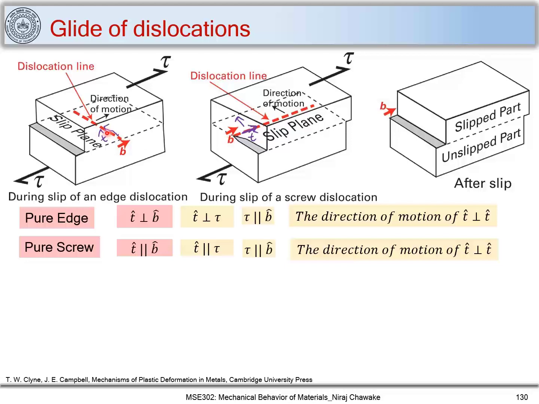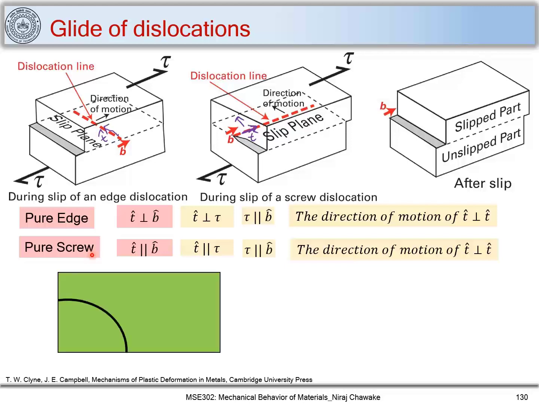You can see that in both screw and edge dislocation, the direction of motion of the dislocation line is perpendicular to the t vector. So these are the two important observations, and this is not just valid for pure edge or pure screw, it is valid for mixed or other types of dislocations too.